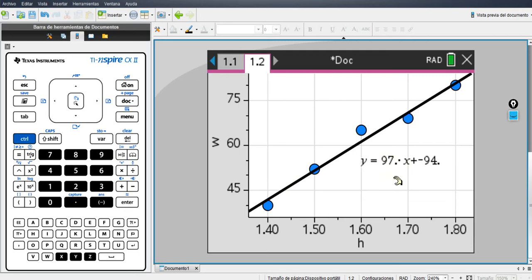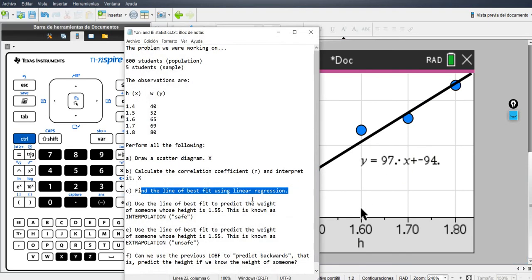When somebody asks you to find the line of best fit, this is what they're asking you, the equation of such line. And if you remember, this is the slope-intercept form of the equation, right? Y equals m times x plus b. M is 97, that is the slope of this line, and minus 94 is the y-intercept of this line. So that's it, and that takes care of this letter C.